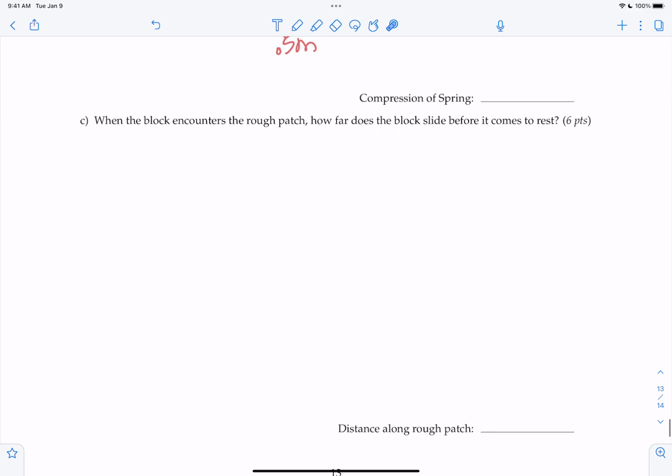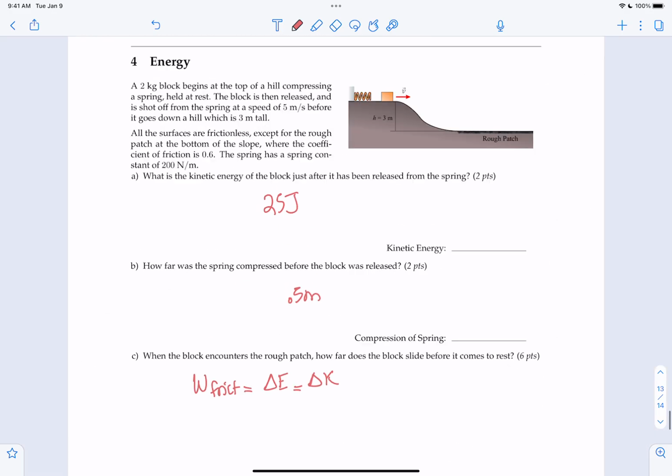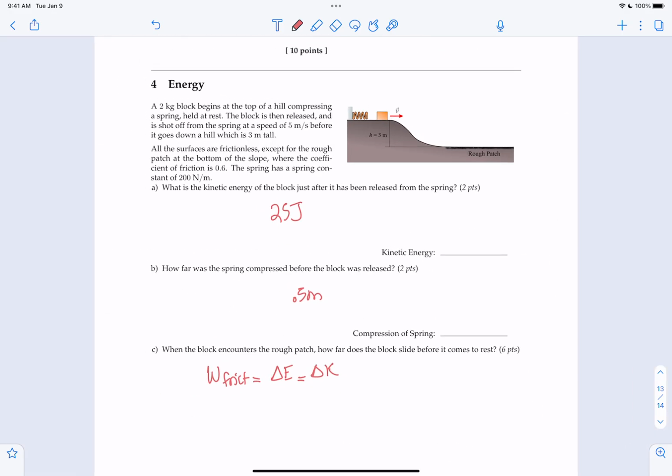So when the block encounters the rough patch, how far does the block slide before it comes to rest? Like I said earlier, it's usually better to externalize the force of friction, because then you can just look at the work done by friction as opposed to the thermal energy generated by friction. So work done by friction is going to impart some change in energy, and that's only going to show us that change in kinetic energy. Let's see what other information we have. Do we have anything about friction? Yes, we do. 0.6 is the coefficient of friction.